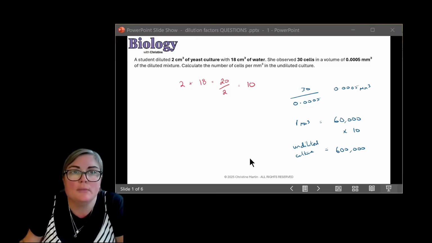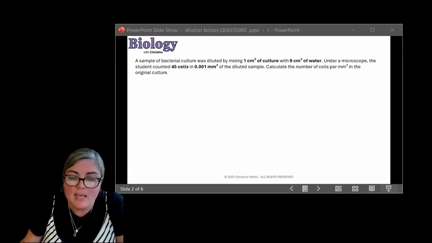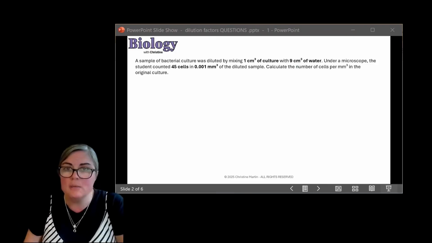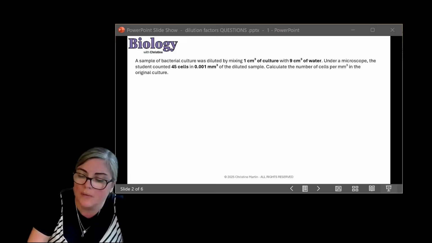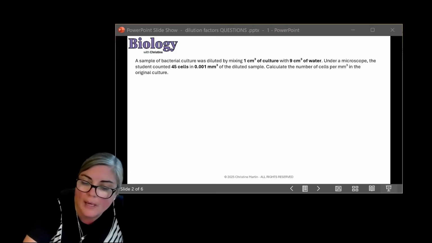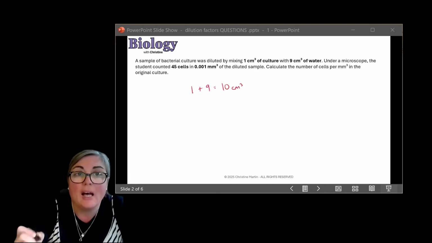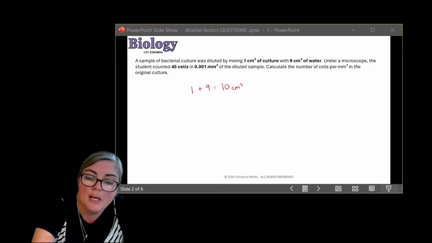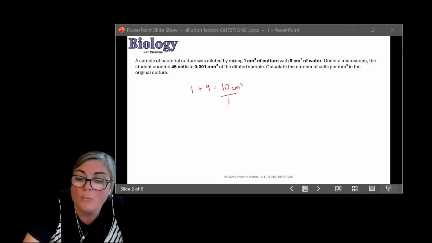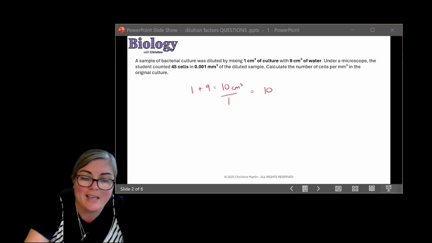But let's try and do another one. So here we have a sample of bacterial colony was diluted by mixing 1 centimeter cubed, and this time with 9 centimeters cubed of water. So I know I have got my 1 plus my 9 equals 10 centimeters cubed. I am therefore going to divide that by my original volume, which is 1. Therefore, my dilution factor is 10.